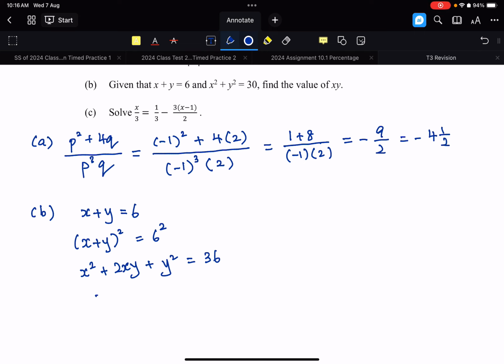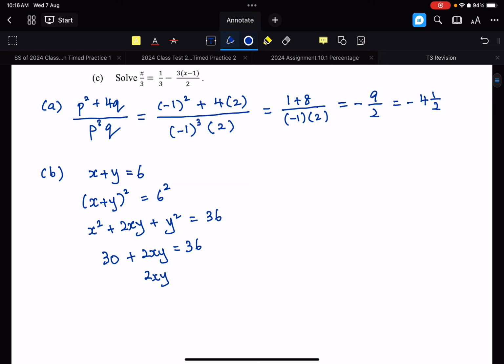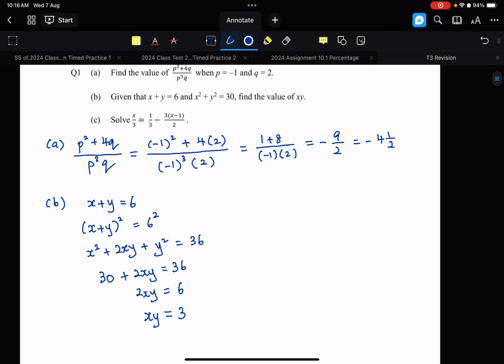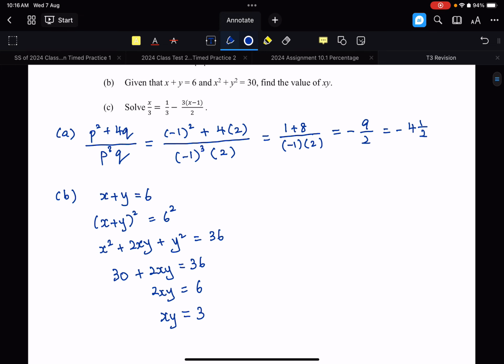Now x squared plus y squared is 30, so 30 plus 2xy is equals to 36. So 2xy is going to be equals to 36 minus 30, so xy is equals to 3. So that's part B, successful.